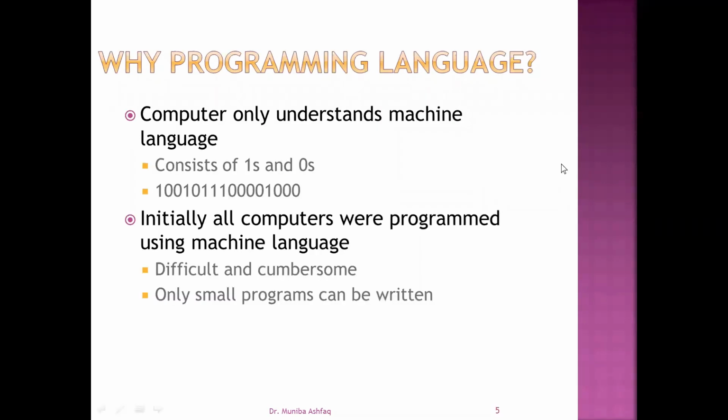Any computer can directly understand only its own machine language defined by its hardware design. Machine language generally consists of strings of numbers ultimately reduced to ones and zeros that instruct computers to perform their most elementary tasks, one at a time. So initially, all the computers were programmed using machine language, and that was very difficult and cumbersome for a programmer to remember these strings of ones and zeros to perform a certain task. Ultimately, only small programs can be written.